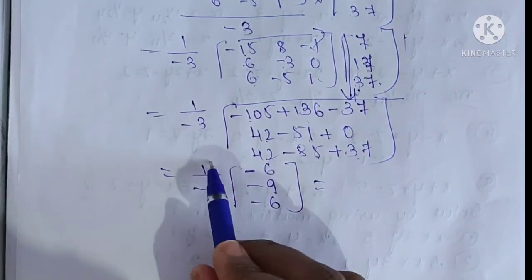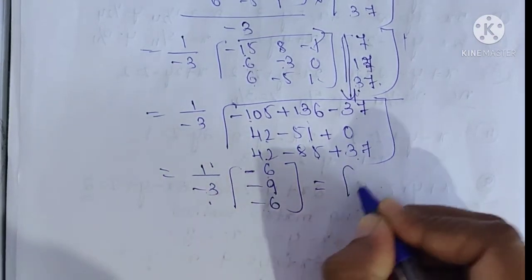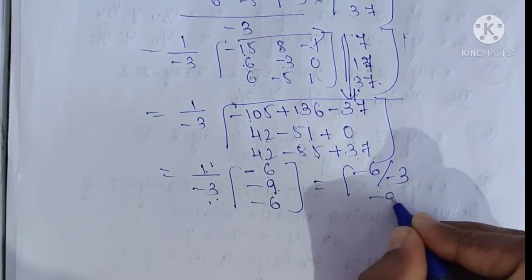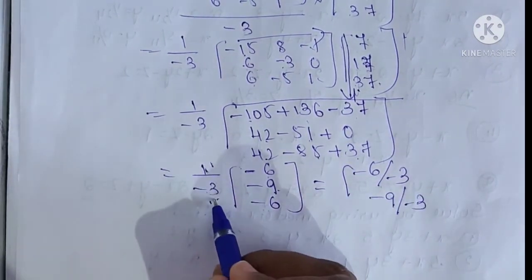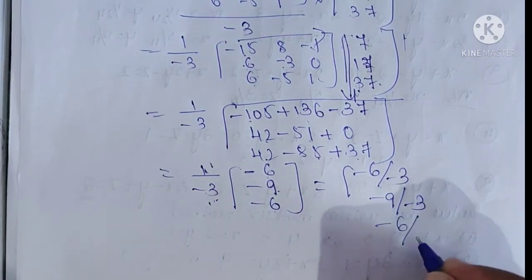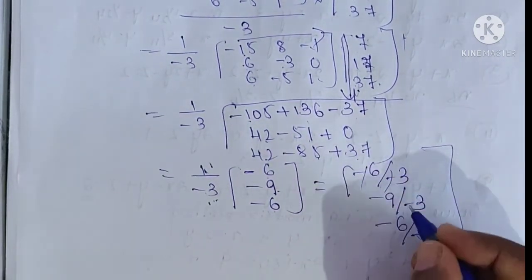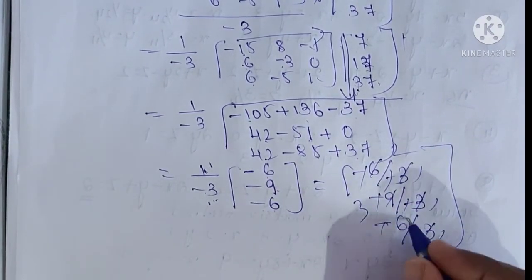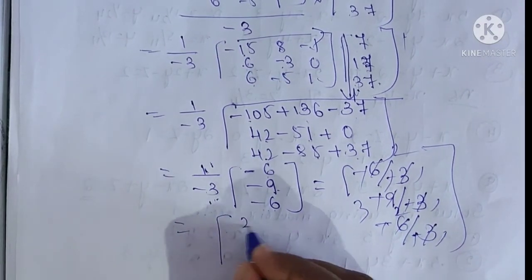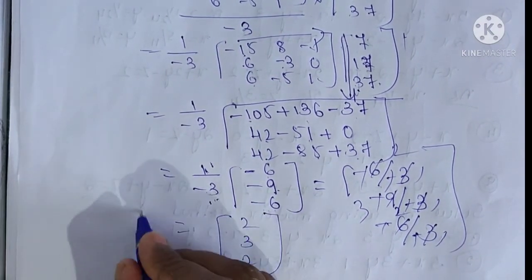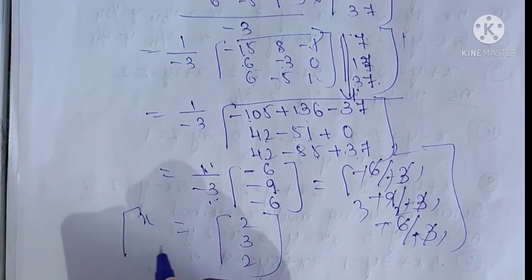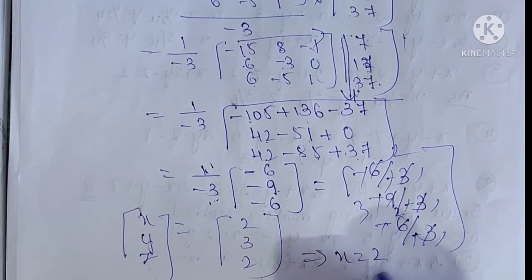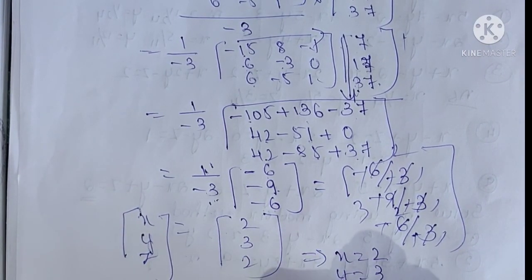This is equal to 1 by minus 3 into minus 6, which is minus 6 by minus 3; 1 by minus 3 into minus 9, which is minus 9 by minus 3; 1 by minus 3 into minus 6, which is minus 6 by minus 3. The minuses cancel. 3 twos are 6, 3 threes are 9, 3 twos are 6. Therefore we get 2, 3, 2. Therefore x is equal to 2, 3, 2. X means x, y, z. Therefore x is equal to 2, y is equal to 3, z is equal to 2.